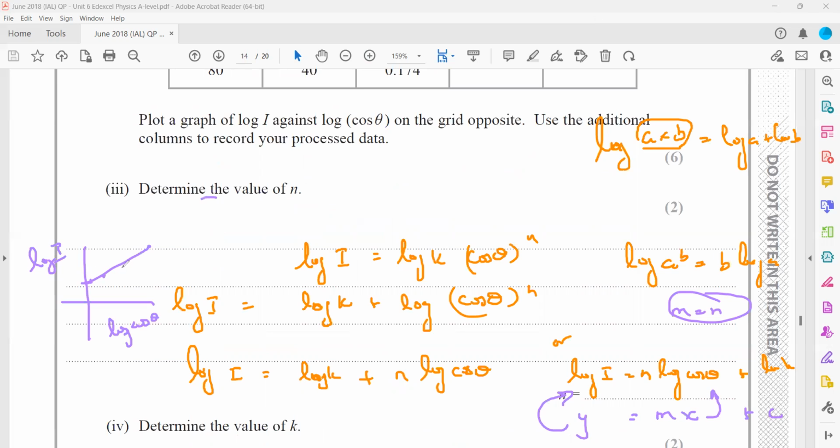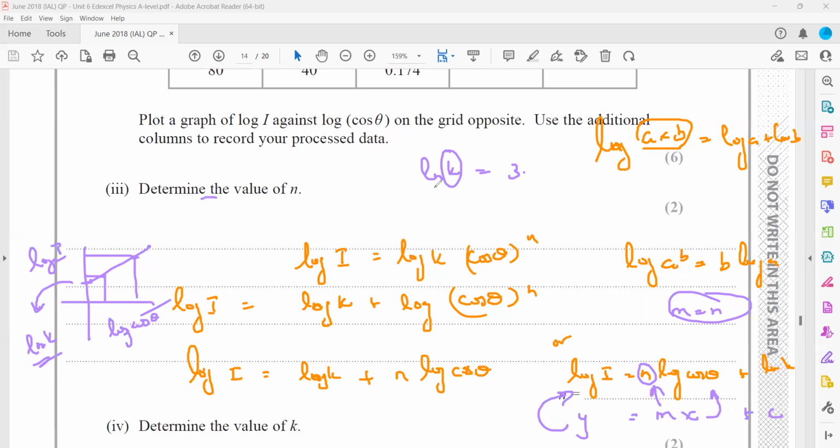So when we have the graph, we'll find the gradient taking two points using y2 minus y1 over x2 minus x1. That will give us the value for n. And what about the y-intercept? The y-intercept represents the value for log k. So log k will be equal to the y-intercept, for example 3. And then we'll take the opposite of this, because we want k.